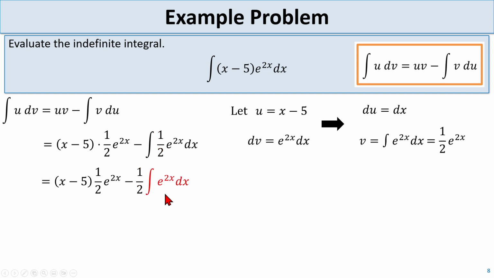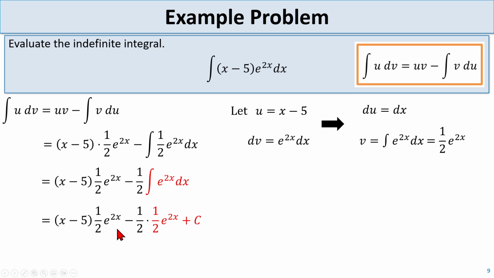And so now we have our new integral, which is clearly simpler than the integral that we started with. In fact, we're a little bit lucky here because the integral that we're evaluating now is the same one that we evaluated to figure out the function v. So it's still going to be another factor of 1/2 e to the 2x. So let's substitute that. This evaluated to 1/2 e to the 2x.